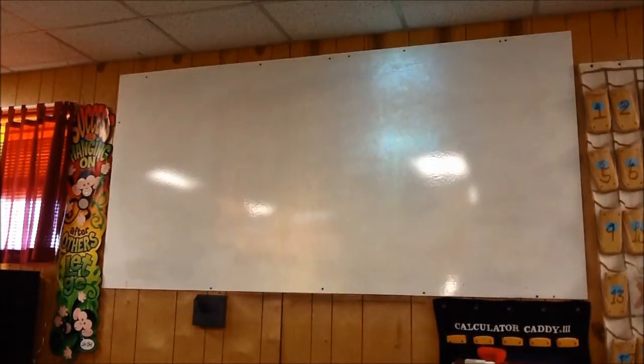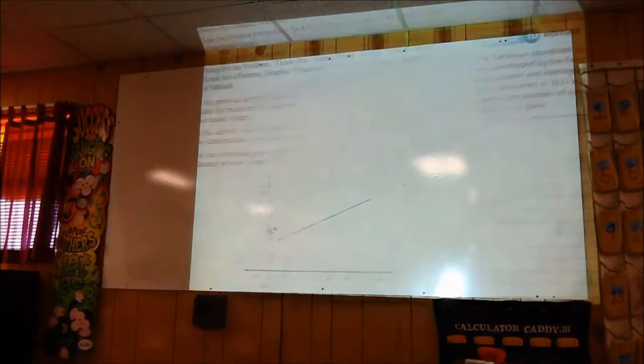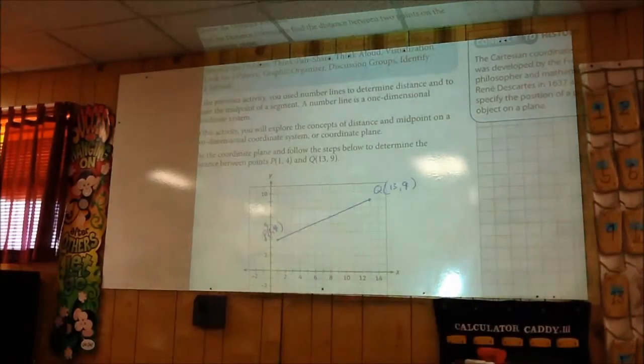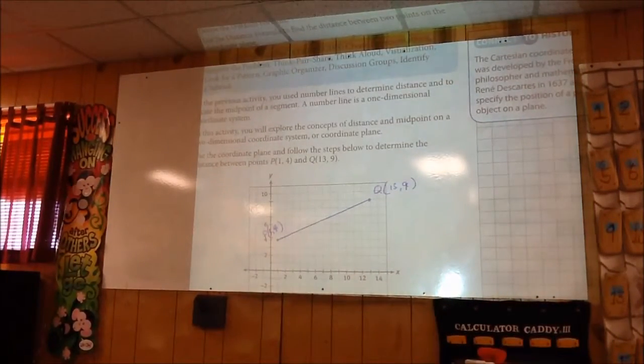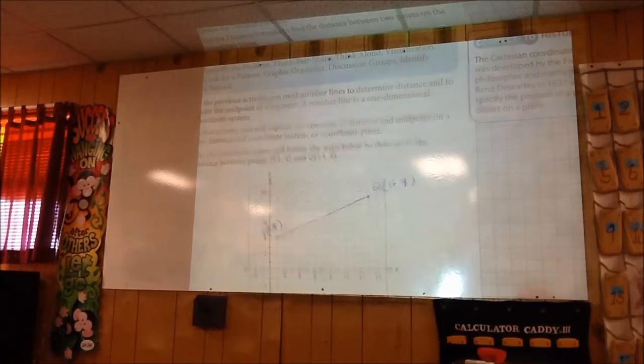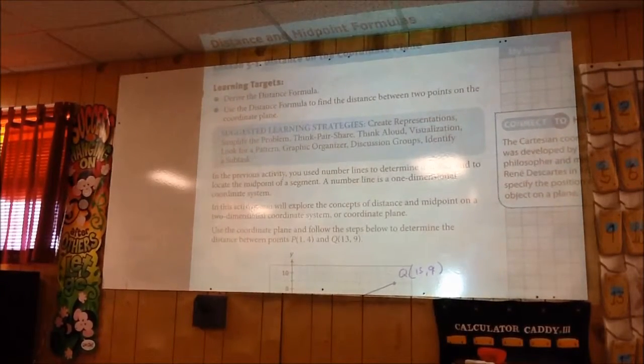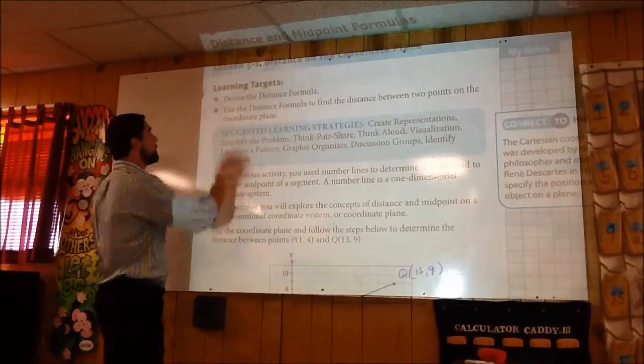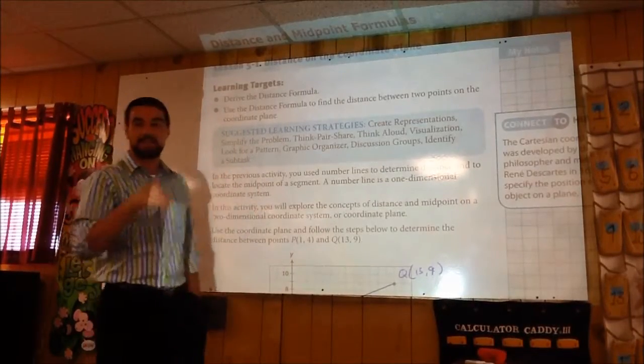So looking on page 51 of your Springboard textbook, there are 3 paragraphs up top. I want someone to read that aloud after I read the learning targets. So up at the top, this is what we need to be able to do by the end of today. We need to be able to derive the distance formula.